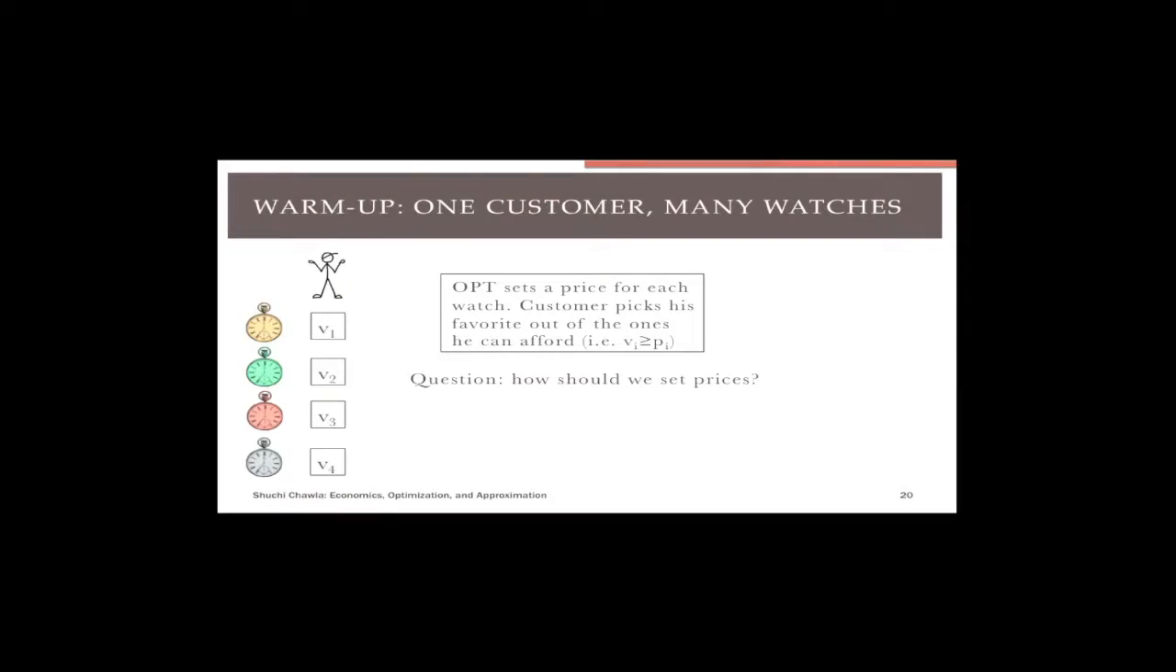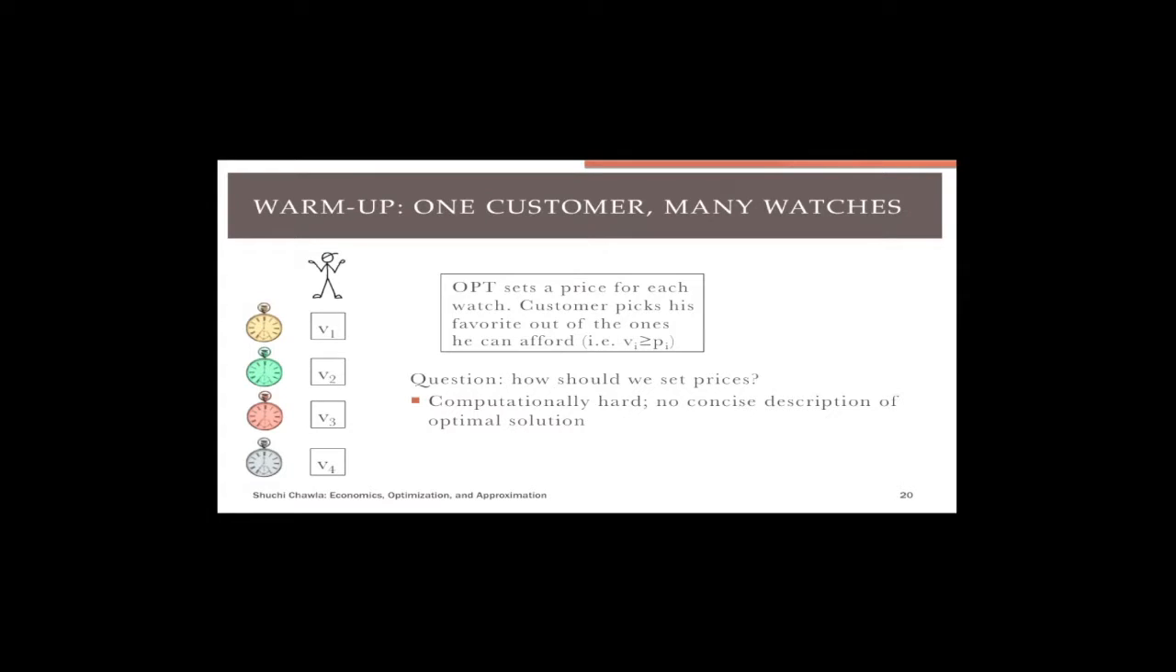And any mechanism in this case, any selling mechanism, is going to have the following form. It's going to set prices on these watches. And then the consumer is going to look at the watches that he's still interested in, namely those where his value is more than the price on the watch. And of these, he could pick some favorite one. Okay? We don't necessarily know how the consumer makes the decision of which one of these watches to buy, but he buys one of them. And we get the corresponding price, okay? And the question is, how should we set these prices?